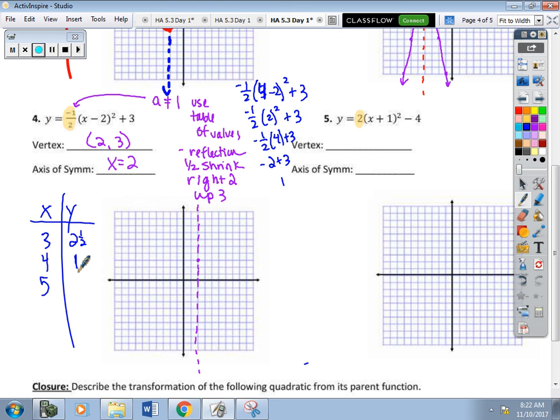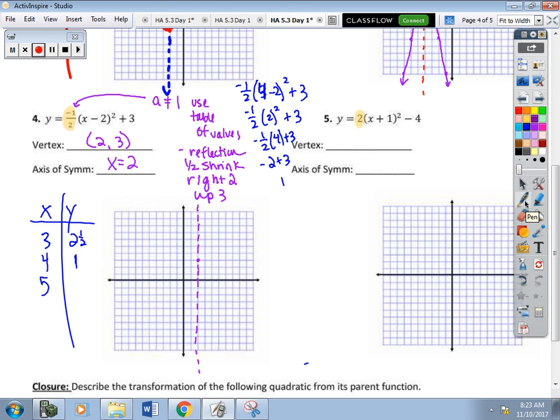Now, you might want to pick 6 instead of 5. Why am I saying that? Well, 5 minus 2 is going to give me 3. 3 squared is going to give me 9. I'm going to get 9/2. So if you wanted to, you could pick something that's going to be divisible by 2. So if you do 6 minus 2, you'll get 4. 4 squared is 16. 16 divided by 2 will give you 8. So you can pick any numbers you want if you don't want to have to deal with fractions.